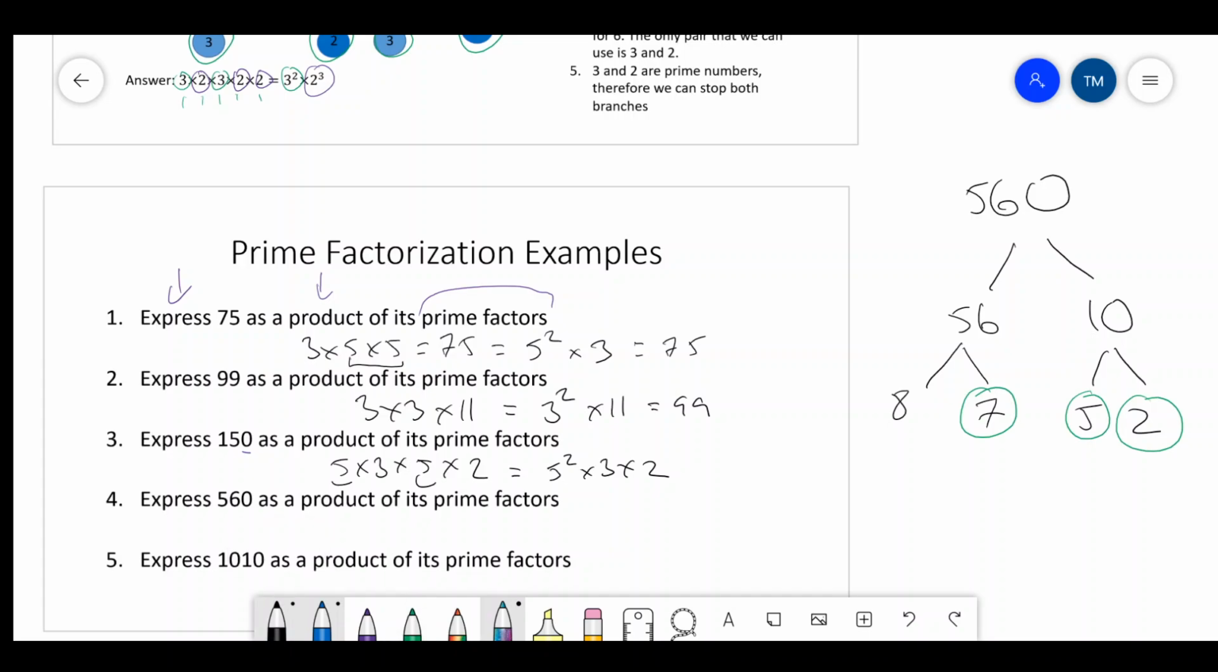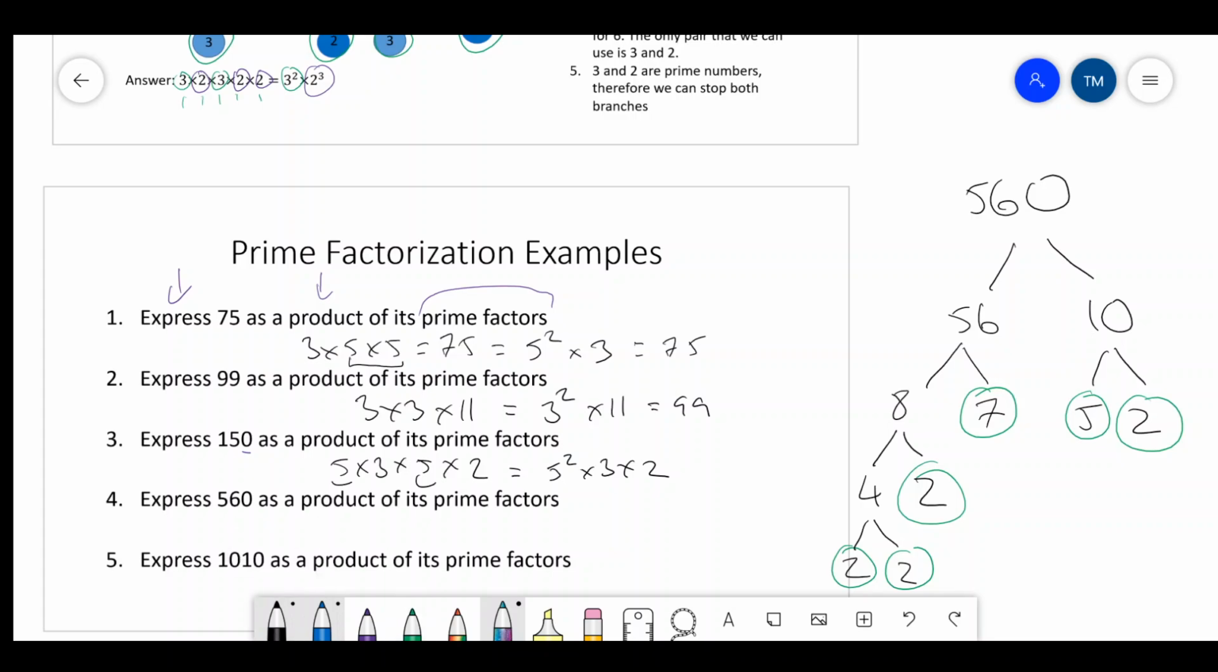But 8 is not a prime number, so we need to split this up further. And I know this is made up of 4 and 2, where 2 is a prime number, and then 4 can be made up from 2 and 2. And there we go, that is our final answer for 560. So this one's a bit of a bigger tree. They're not always nice and easy, but generally these will be with more marks.